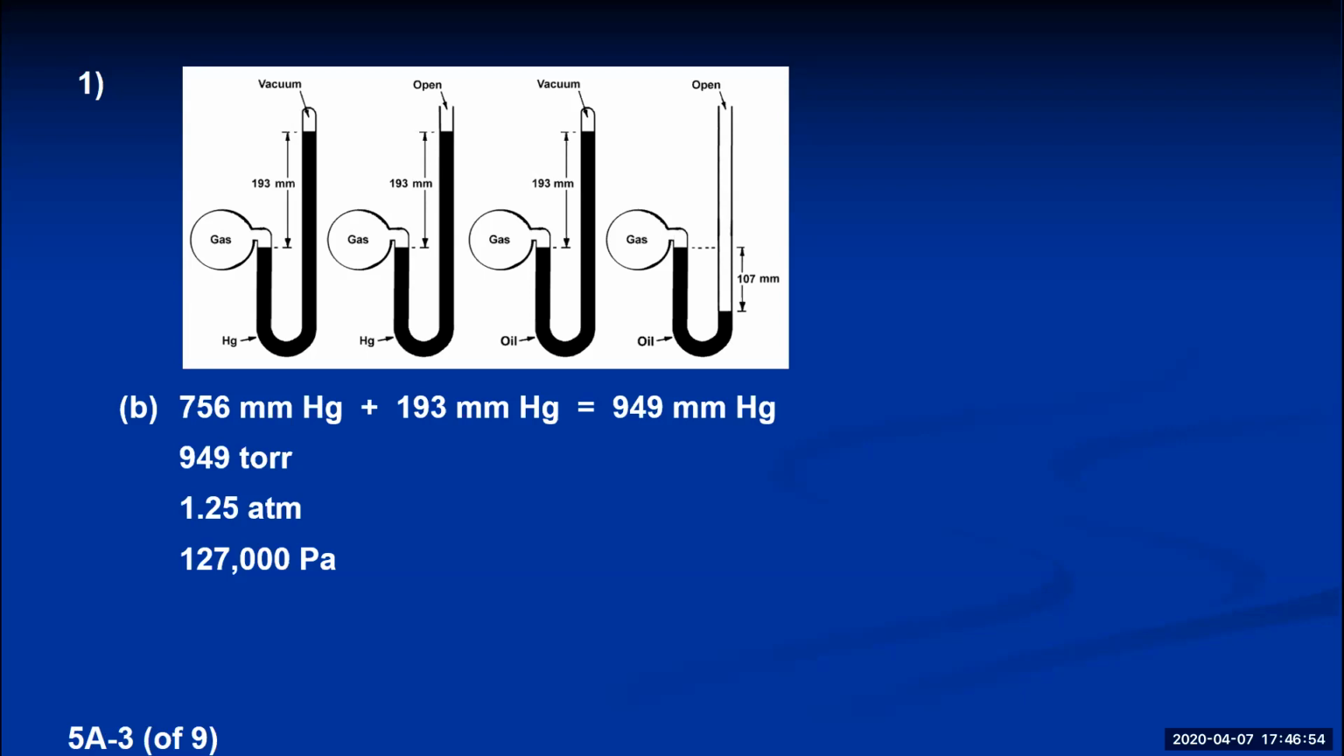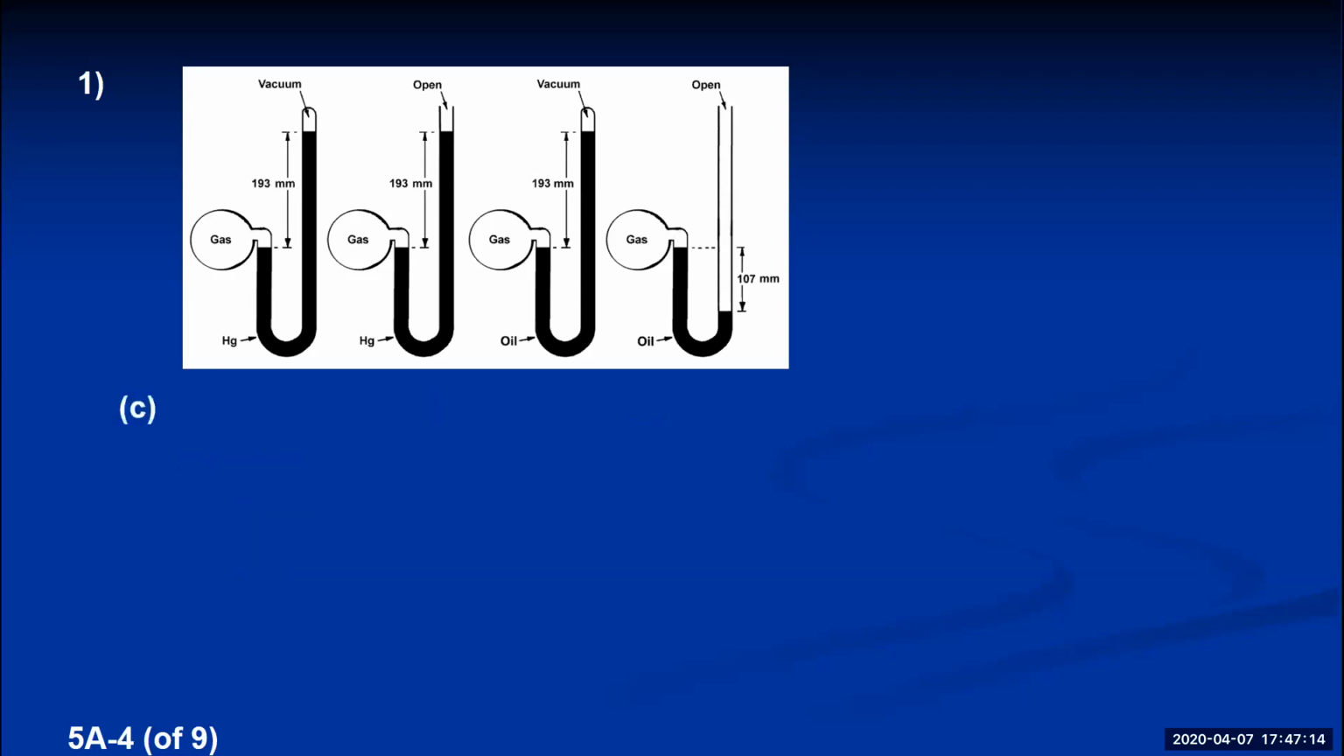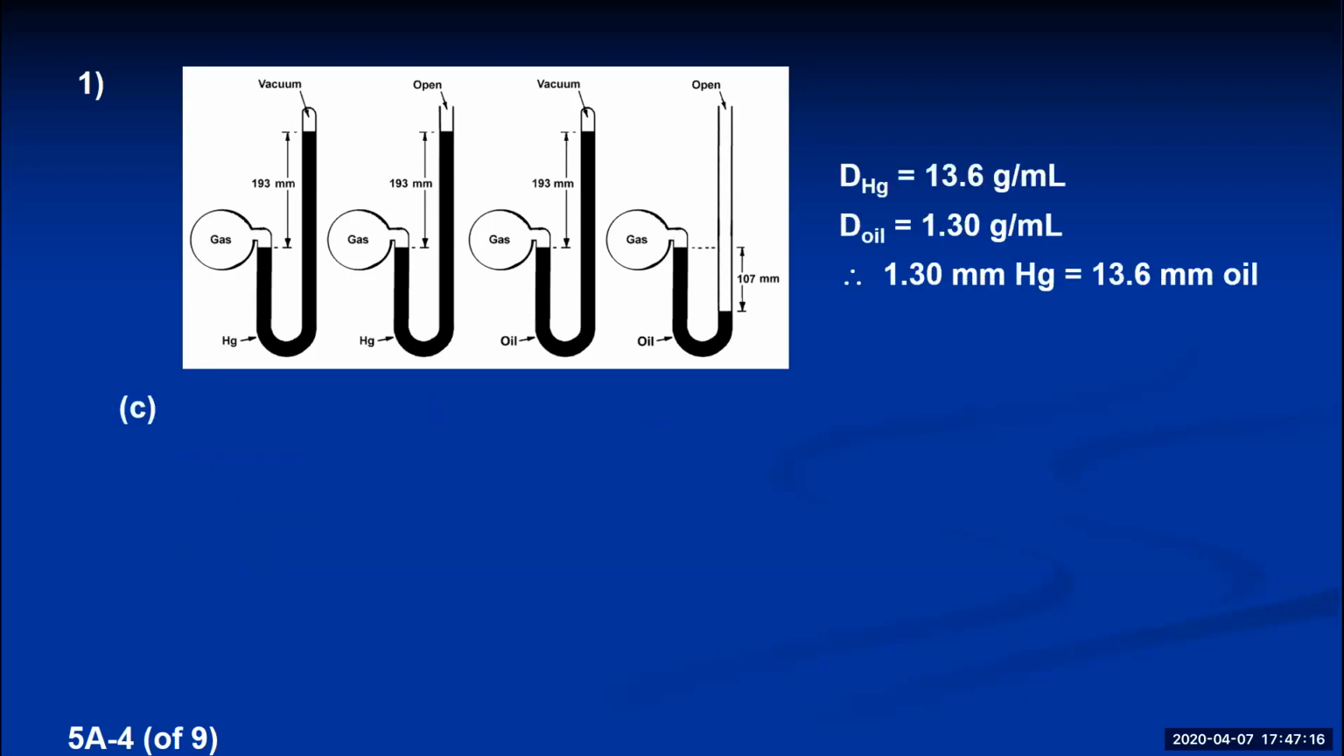So what I will need to do if I have a manometer where the liquid is not mercury is convert the difference in levels, the 193 millimeters of silicone oil, into what it would be if this liquid in here were mercury instead. And the key to doing that is to know the densities of mercury and silicone oil and to compare those. So the density of mercury is 13.6 grams per milliliter. That means every milliliter of mercury would weigh 13.6 grams. And the density of the silicone oil is 1.3 grams per milliliter. So every milliliter weighs 1.30 grams.